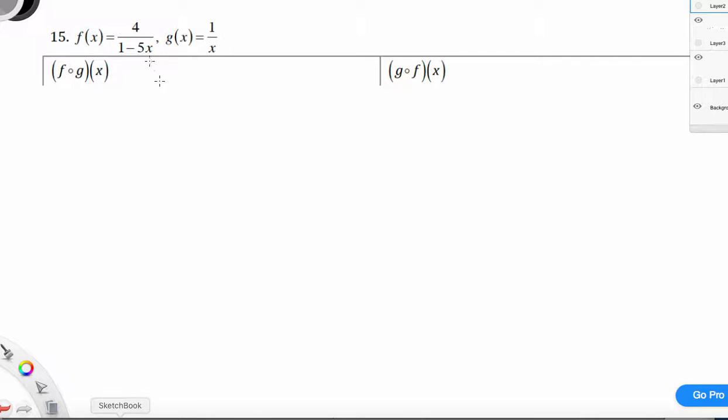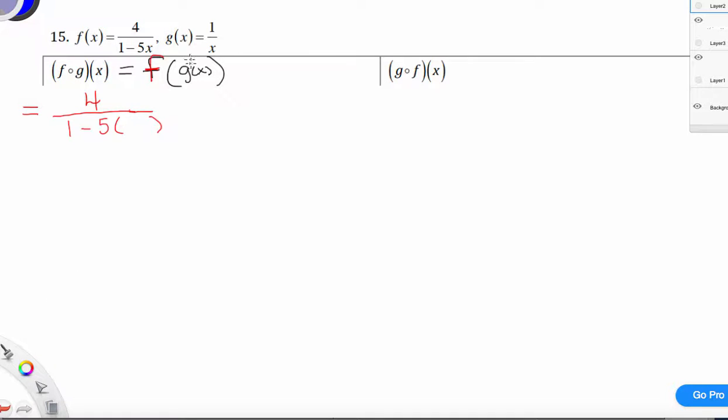Okay, I'm going to start with finding f of g of x. And f of g of x means you're going to take your first function f, and wherever there's an x, you're going to substitute in g of x. So let's go ahead and get our function f ready to substitute into. My f function is 4 over 1 minus 5 times x. And so where there used to be an x next to the 5, I now have parentheses because that's where I am going to substitute in my g of x function.